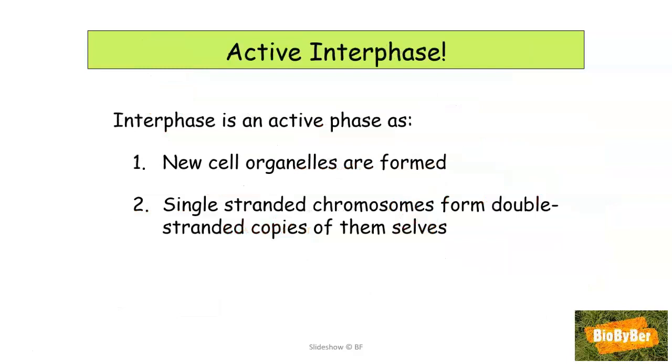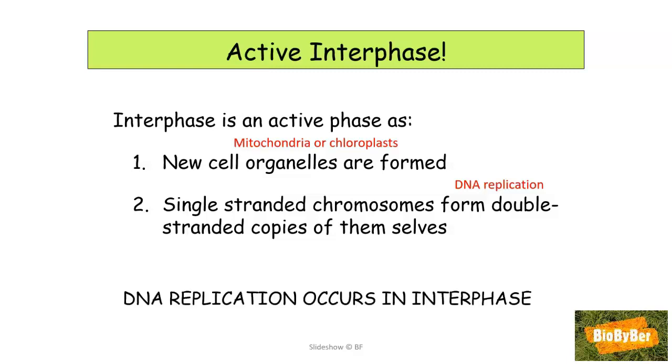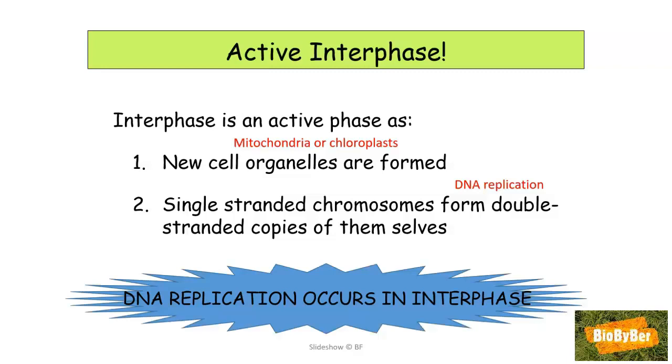We need to appreciate that interphase is an active phase. It's an active phase because new cell organelles are being formed, protein synthesis is being carried out, and the single-stranded chromosomes form double-stranded copies of themselves. Now, the most important understanding to have, and a question they're fond of asking in exams, is that you must understand that DNA replication occurs in interphase of the cell cycle. The DNA will make copies of itself. We'll go through DNA replication in another video.